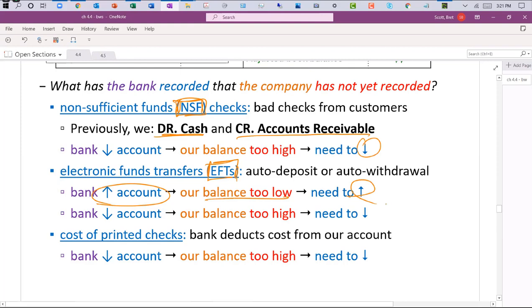Likewise, if you're like me and you have a Netflix account, by the way, they just raised rates on Netflix again. Jesus. Anyways, if you have an account with Netflix and you're like me, you probably have the Netflix fee automatically withdrawn from your checking account, so you don't have to write a check. That kind of auto withdrawal automatically reduces your checking account at the bank. You may not know about it until later, so you're going to have to make an adjustment downwards.